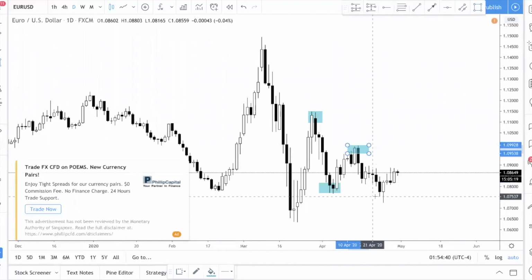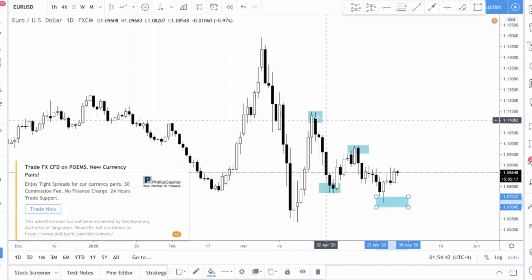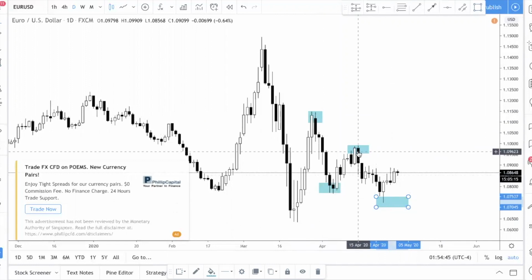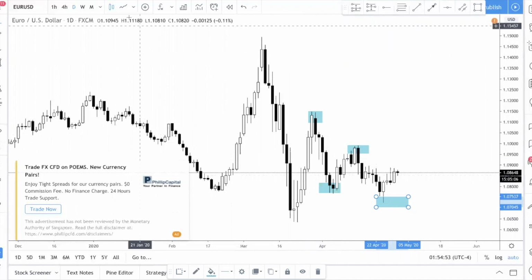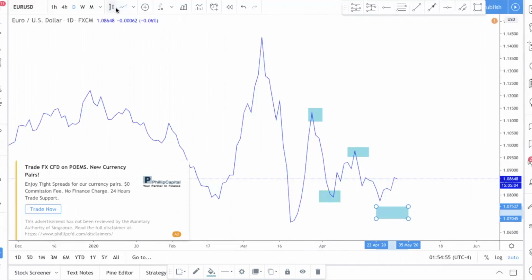So how do you identify it? You just look at the swing points. In this case, you have a high, you have a low, you have a lower high, and you have a lower low. Okay, very simple. But this is something that you need to always be doing. If you cannot see it, or it's a bit confusing, change to the line chart. The line chart will help you.